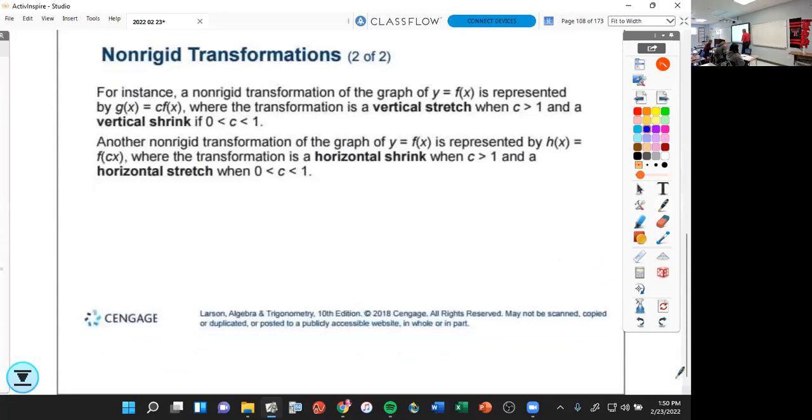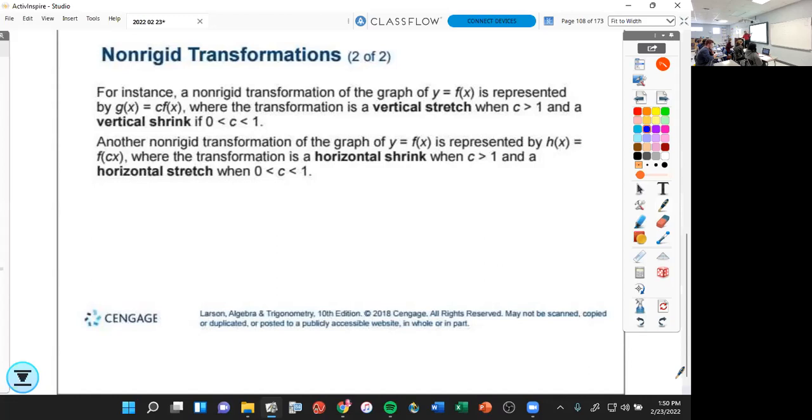To change the shape of the graph, there's two ways to do it. You can either multiply the entire function by some value, or you can multiply your x by some value. If you're multiplying the function by a value, it's a vertical change. If the number is greater than 1, it's going to be a vertical stretch. If it's between 0 and 1, it's going to be a vertical compression or vertical shrink.